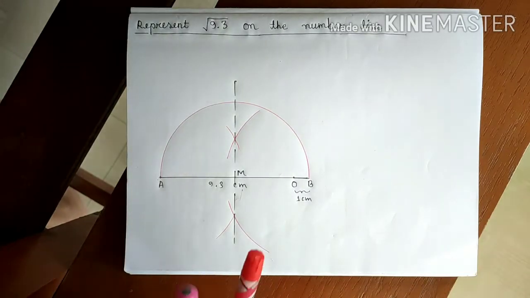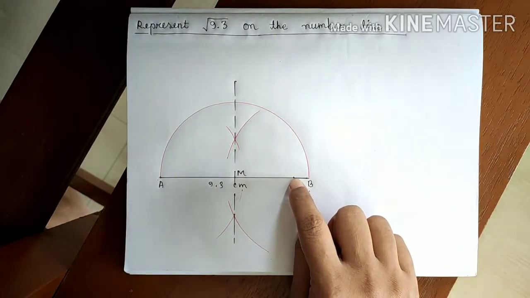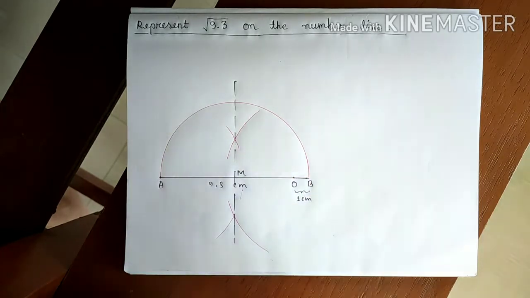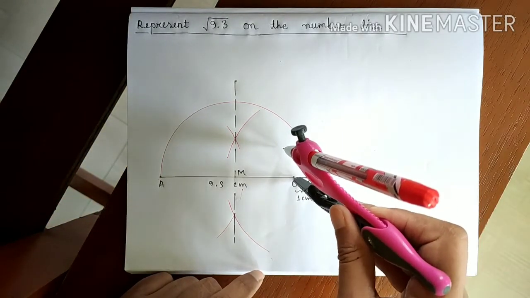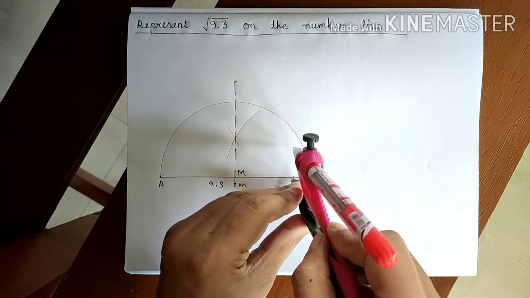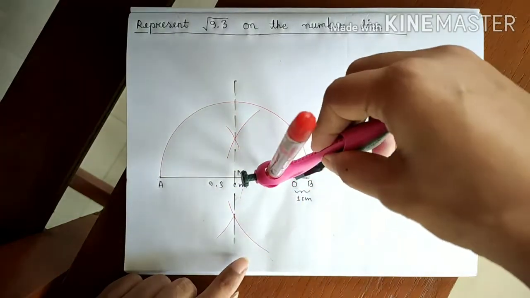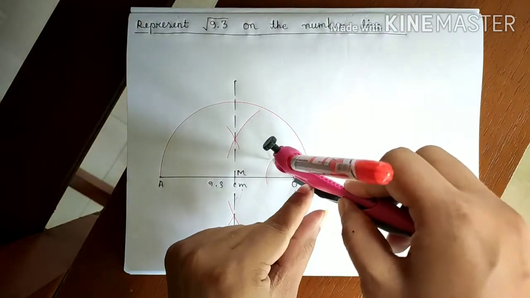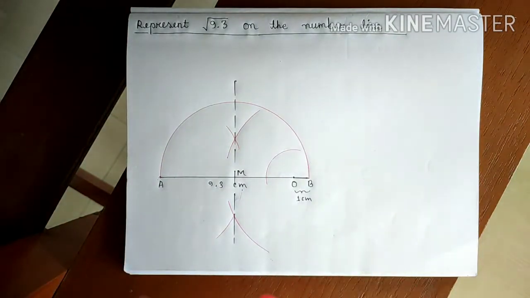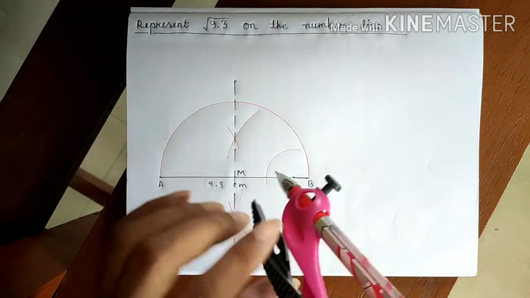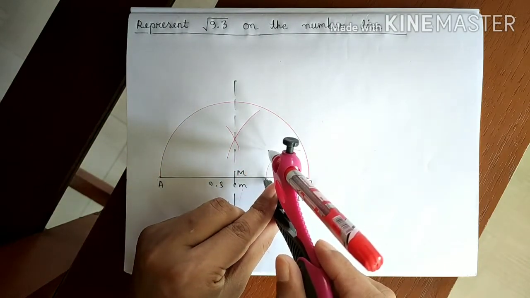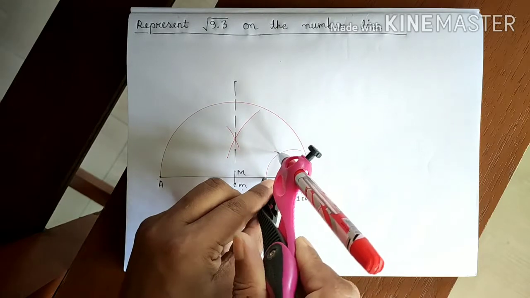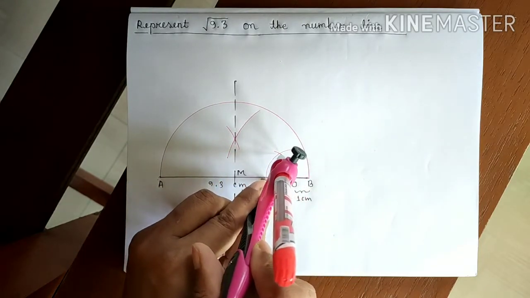Our next step, at the point O we have to draw a perpendicular. For this we have to make a 90-degree angle. How can we make a 90-degree angle? At point O you place your compass again and draw any arc. Then with that same radius, without disturbing your compass, place it at this point. Now if you draw an arc, it will be a 60-degree arc.